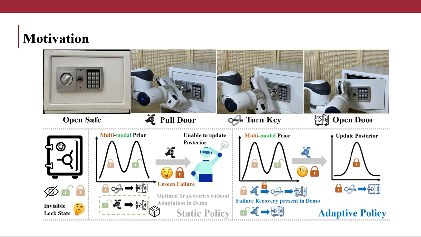Therefore, we incorporate the adaptive demonstration, which includes recovery from failed door opening, for adaptive manipulation policy training. Thanks to the adaptive demonstration, the policy learns to first pull the door to check the lock state and updates the policy distribution accordingly based on the feedback.